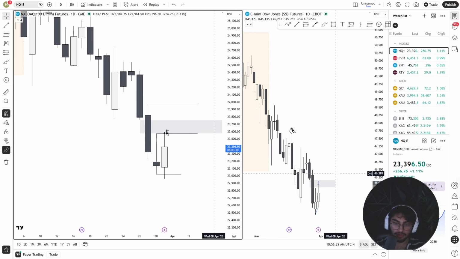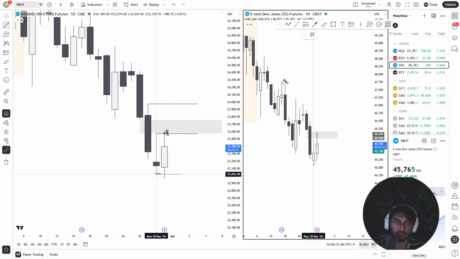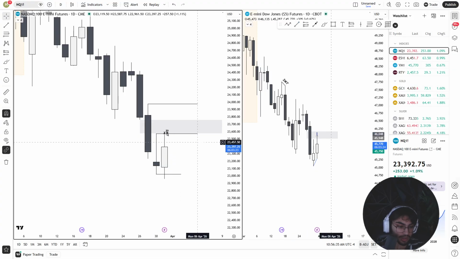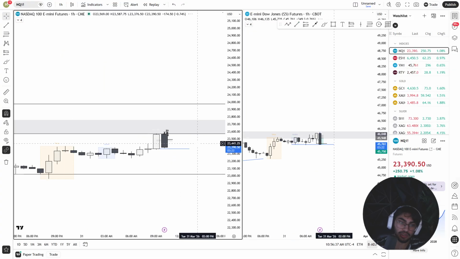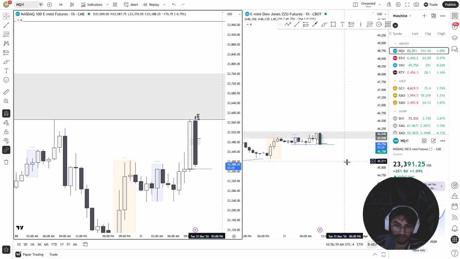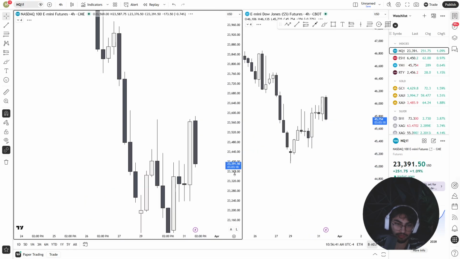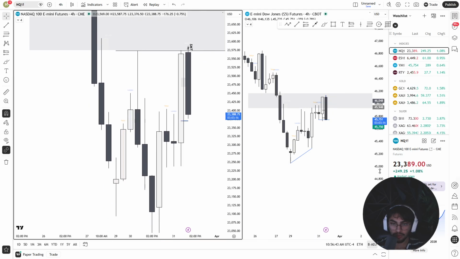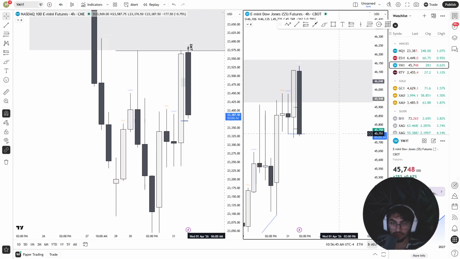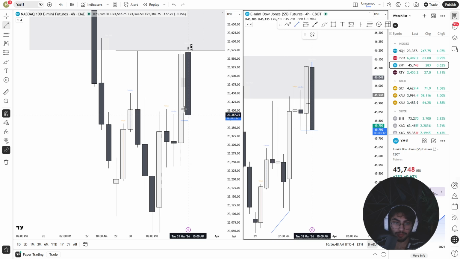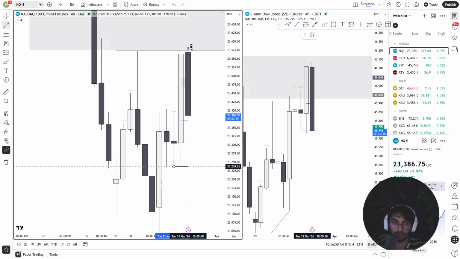So on NQ, we tapped into this daily fair value gap. We had an SMT at these lows. That's what pushed us to tap into that daily fair value gap. Now, what happened here on the hourly chart? We can break it down from the 4-hour chart. We get an internal SMT here, right? That pushes us to this gap right at 9:30.